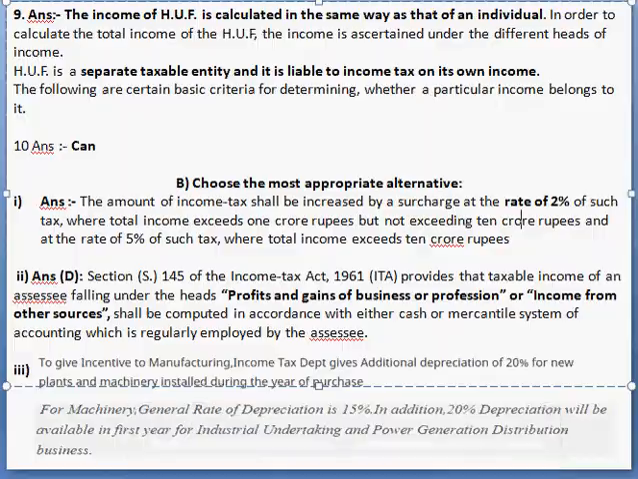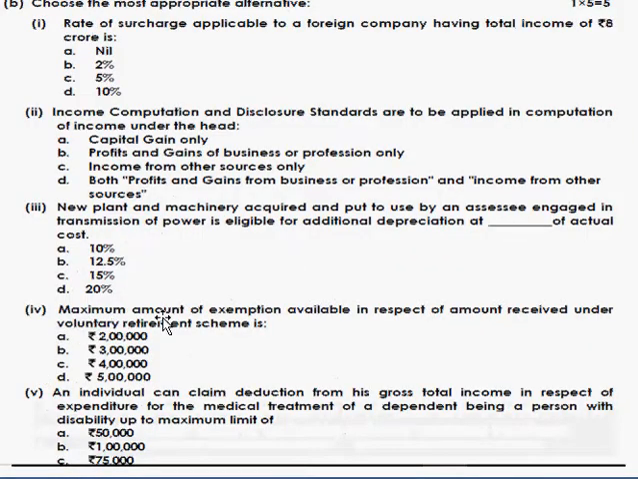Now let's see the next question. Question number 4: maximum amount of exemption available in respect of the amount received under the voluntary retirement scheme. Guys, just try to learn this. Under the voluntary retirement scheme, it is 5 lakh.